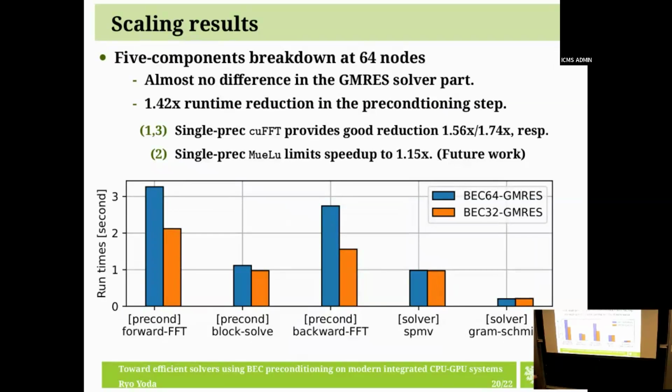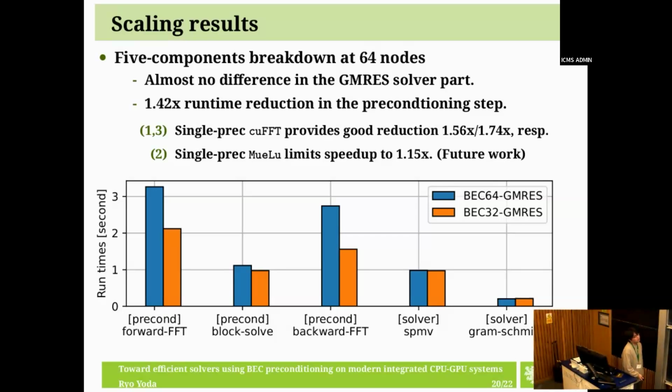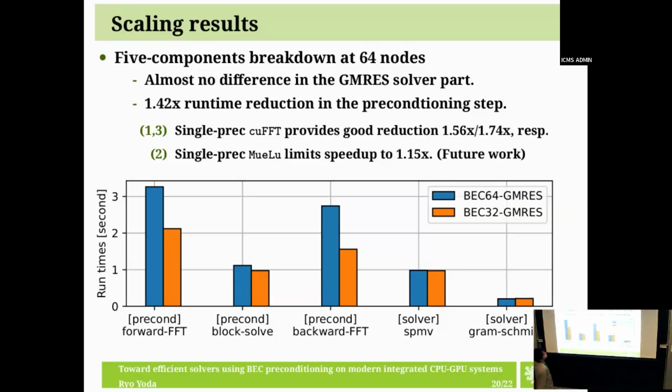Firstly, focusing on the last 2 parts, we can see almost no significant difference, since they use the same operations and the same precisions in the outer GMRES part. But focusing on the preconditioning steps, these 3 procedures using the single precision FFT libraries provide good reductions. The forwarding step is this one and the backward step is also here, and we can see good runtime reductions using single precision.